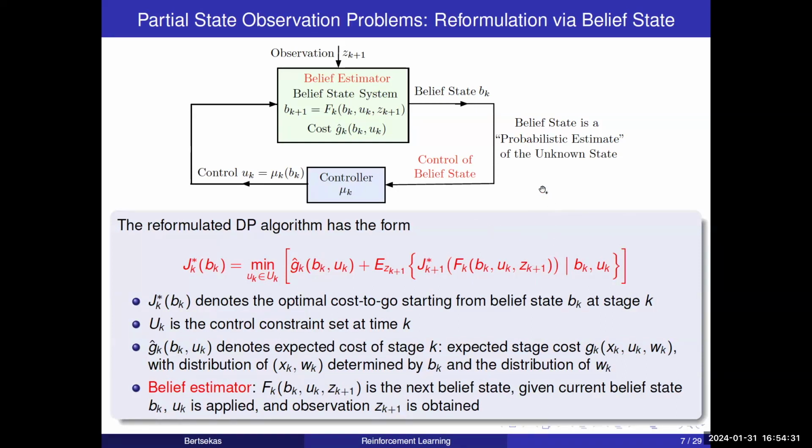Sure. I'm just curious, if I have a really good belief estimator, for example, that just gives me DK equal to XK, or equals the partially observed state, I mean, wouldn't that allow me to make it a problem of MDP, for example?